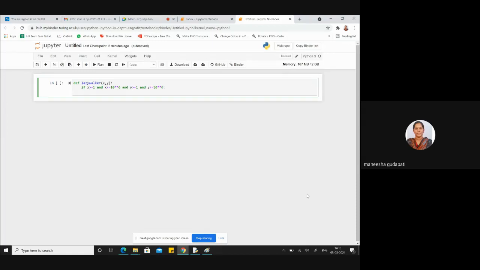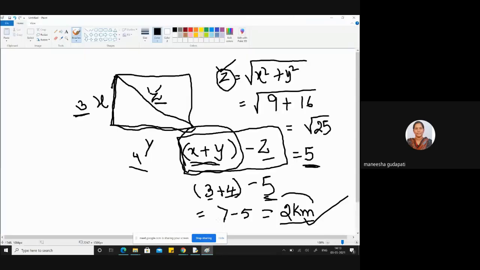Then what do you have to do? You have the x value and the y value. What do you have to do first? First, you have to identify the z value, that means the actual walked value.